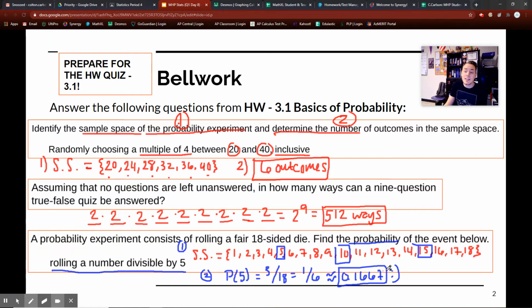Again, this is not that difficult of math, guys. It's really just kind of analyzing the problem that you have. So make sure, again, you look at the key that I posted on Google Classroom. You follow along with your notes.